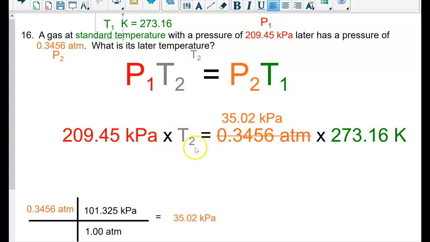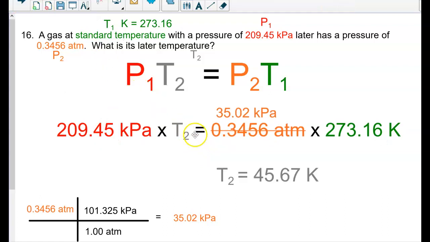I see that T2 is over here on the left, so I'm going to multiply the numbers on the right and bring them over. Remember, when I bring them over, the unit would be kPa K. So when I bring kPa over, kPa's will cancel, leaving me just Kelvin. I showed that the wrong way on the screen. I'm sorry. I'm going to multiply those and bring this over. Multiply these 2 and bring this over. And I'd solve for T2. When I do that, I'm going to get 45.67 Kelvin.